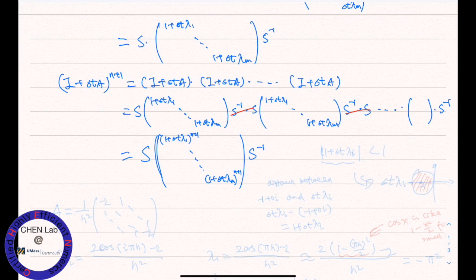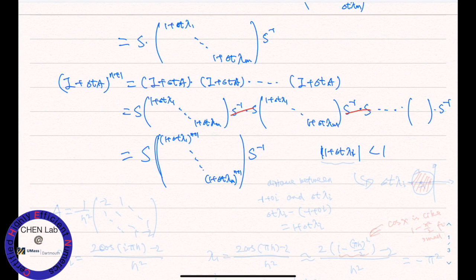So we recovered what we did before. In order for this matrix times u0 to not blow up, you want the modulus of 1 plus delta t lambda i to be less than 1. Alright, it's less than 1, because you still get this to the m plus 1's power.